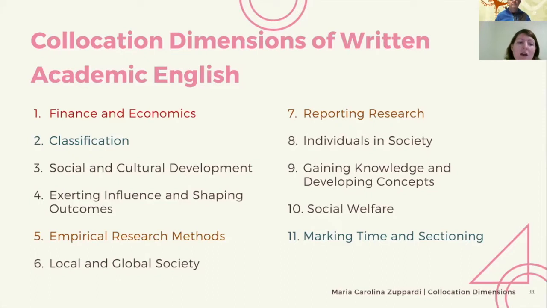And then one that I will talk about, empirical research methods and reporting research, they are totally complementary. One is about describing research, the other is about completely reporting the research that was carried out. So that was pretty interesting. So let me get to the actual results. And so we got 10,474 unique collocations occurring across these 11 dimensions.